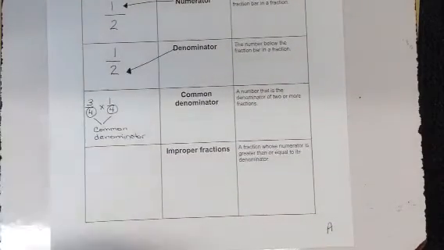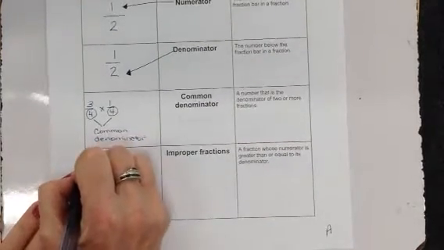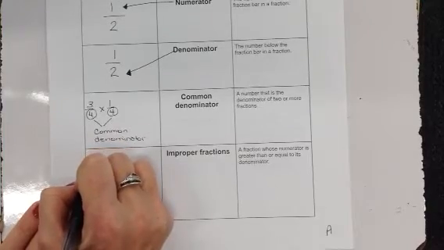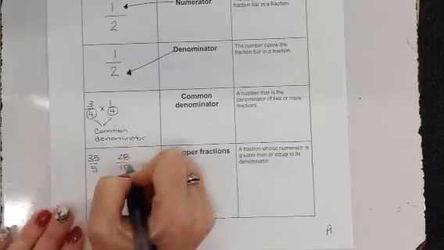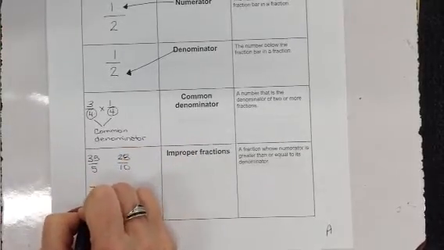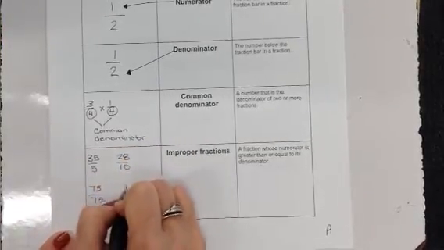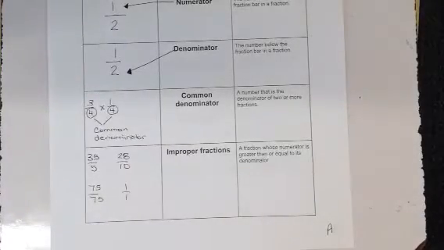The next one is improper fractions, and we'll be working on that later on this week. An improper fraction is a fraction whose numerator, so the top number, is greater than or equal to its denominator. So an example of that might be 35/5, 28/10, 75/75, or maybe even 1/1. So those are called improper fractions.